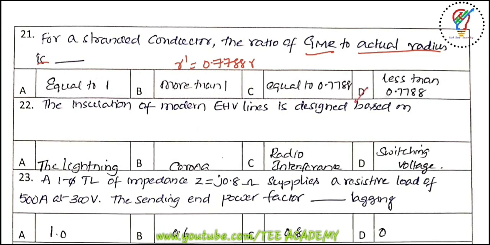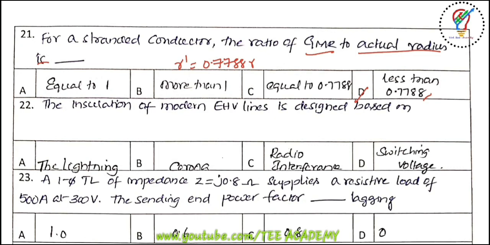Okay, the ratio of GMR to the actual radius will be less than 0.7788. Okay, so actual ratio, not theoretically you can say it as r dash equal to 0.7788 r, but practically it is less than that value.